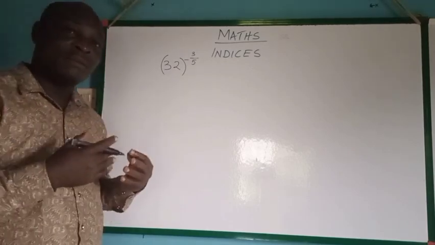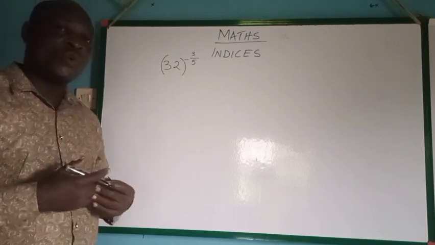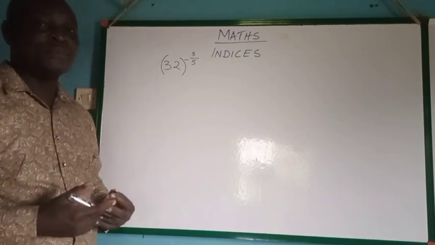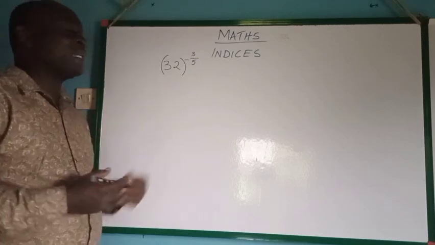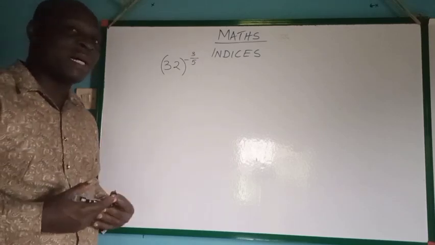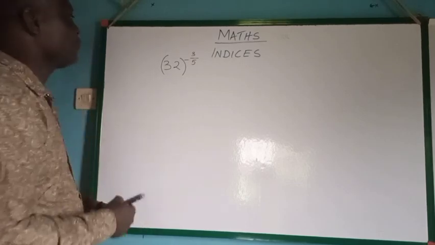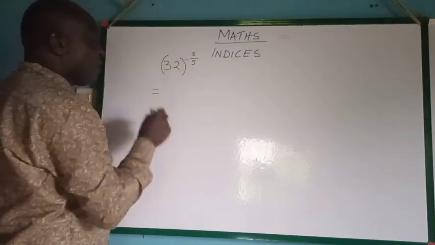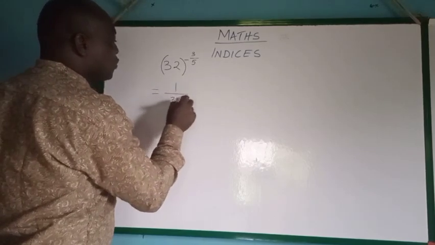And in that class, if you refer to that video or watch it again, we said that negative power means reciprocal. So the first thing that will come to your mind when you have this kind of question is to find the reciprocal of what is raised to a negative power. Now, in this case, we have 32 raised to a negative power. That will tell us instantly that it is going to be 1 all over 32.